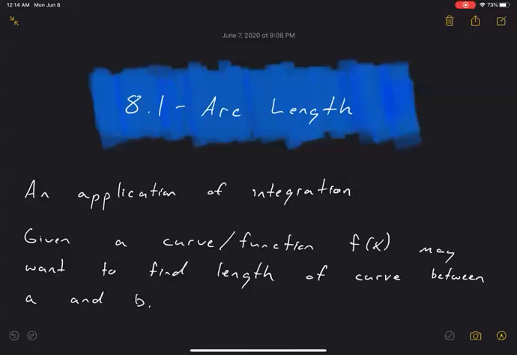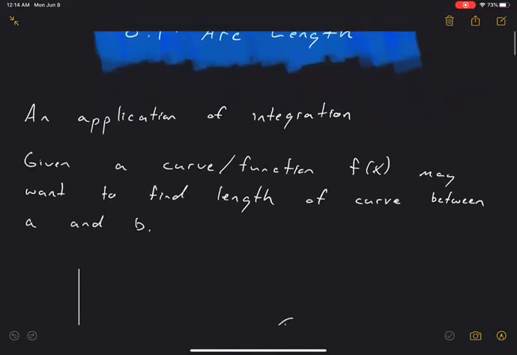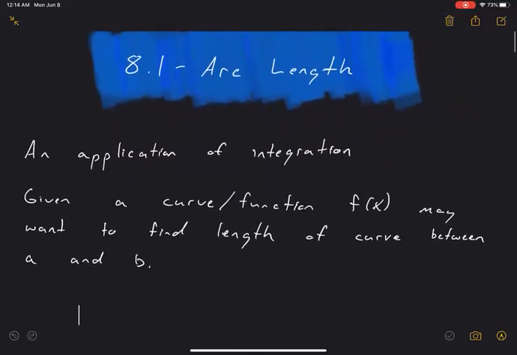Hello, everyone. Today we are going to be covering section 8.1, which is about arc length. Arc length is just a cool application of integration. In the previous chapter, chapter 7, we learned a bunch of integration techniques, and now we're going to learn one possible application of integration. So let's first talk about what arc length is.